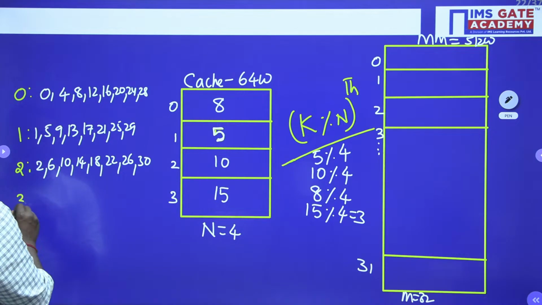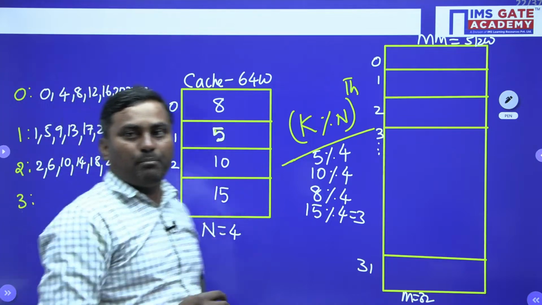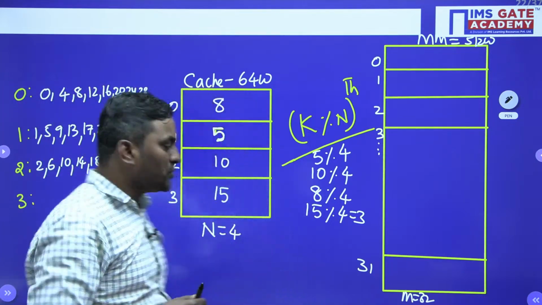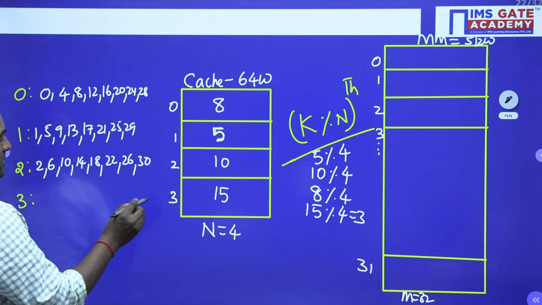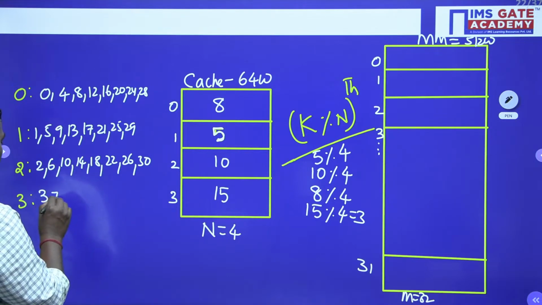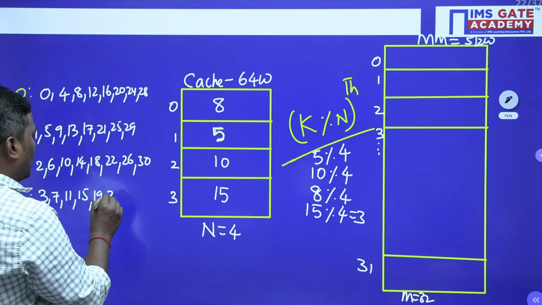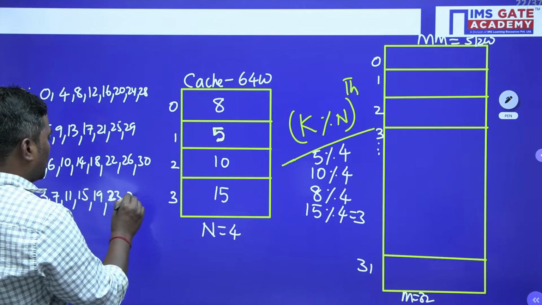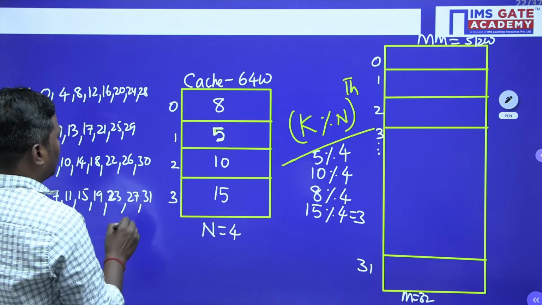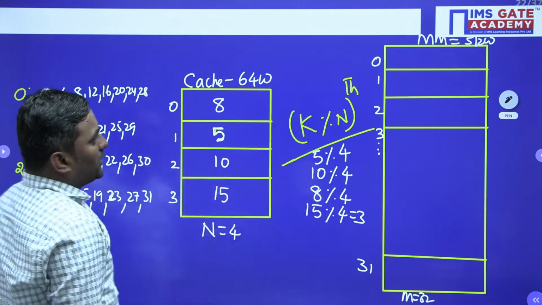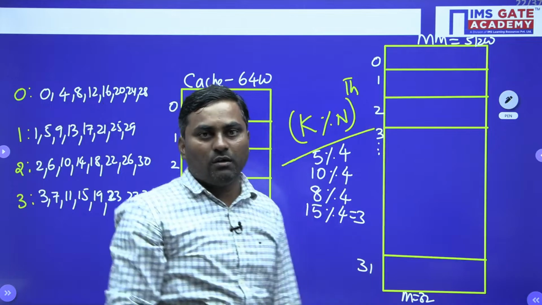Similarly, for block number 3, what are the main memory blocks that will map? Quickly answer it. So 3 will be there, 7 will be there, 11 will be there, 15 will be there, 19, 23, 27, 31. See, 0 to 31, right? 0 to 31, a total of 32 blocks are mapped like this.